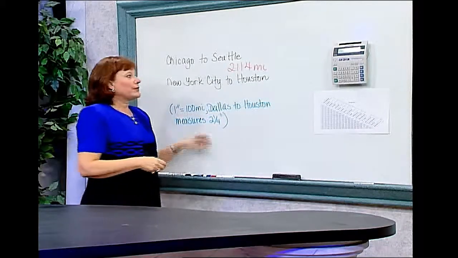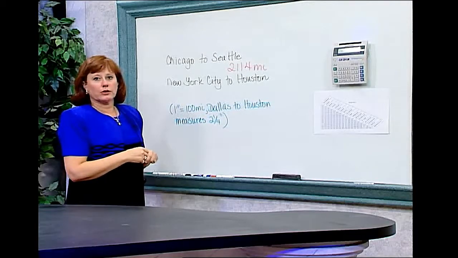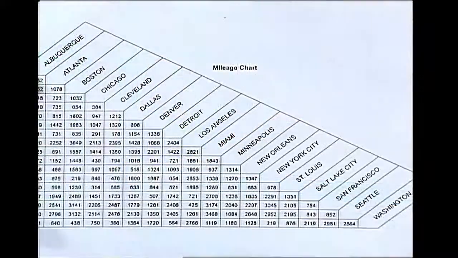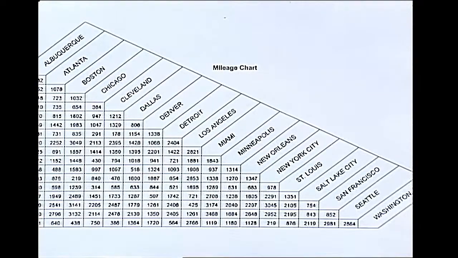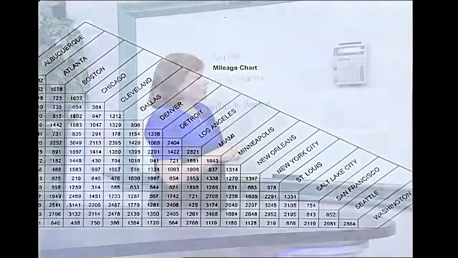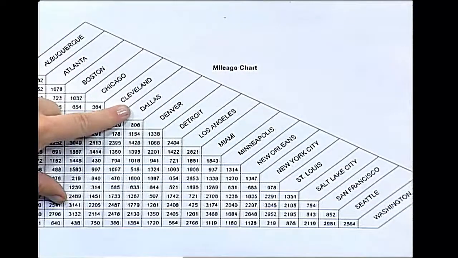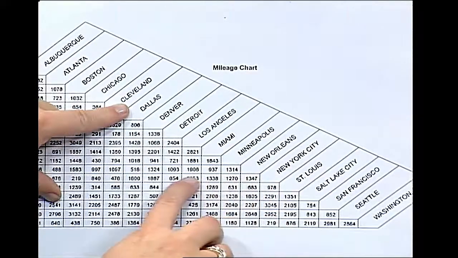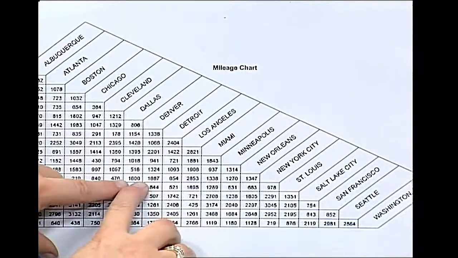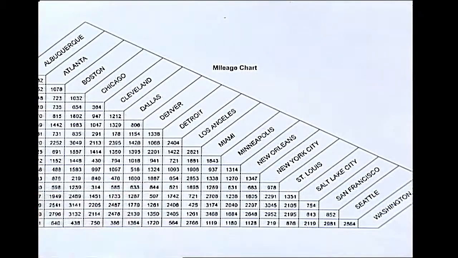Another example might be from New York City to Houston. Now this is going to be a slightly more difficult problem because when we look on our chart, we don't find Houston mentioned anywhere in the chart. We're going to need to use two sources in this case. The closest we can come to Houston on our chart is Dallas. So we're going to look at Dallas and we're going to look at New York City. We're going to trace one row over and one column down until we find their intersection, which is 1,600 miles.